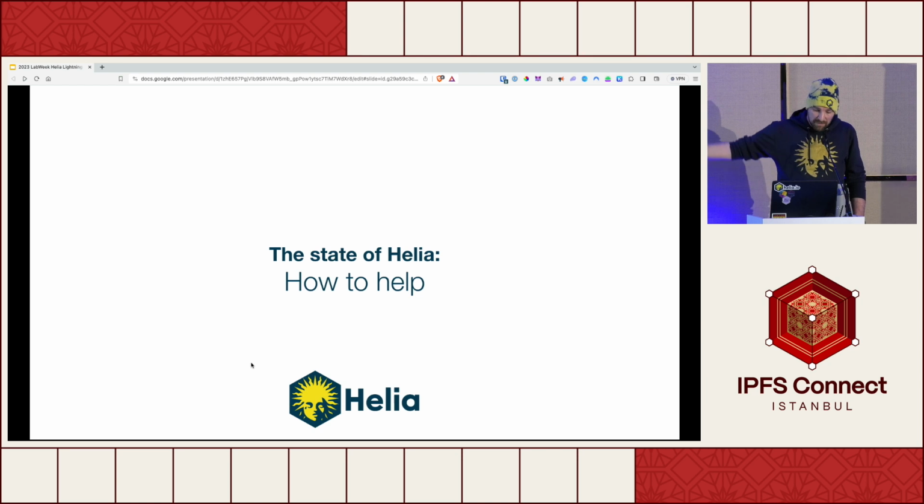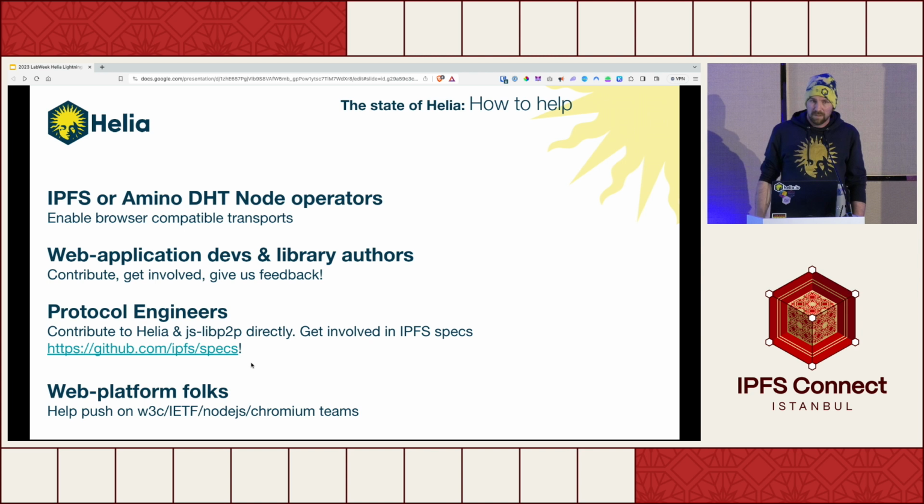And speaking of getting involved, now what? How do you get involved? If you're an IPFS or Amino DHT node operator, enable browser compatible transports. Stop disabling WebTransport. If you have to disable WebTransport because it doesn't work for your server farm or your instance for whatever reason, which implementation are you on? Can you reach out to the maintainers of that implementation and see if we can work through those issues with you? Reach out. We're here to help.